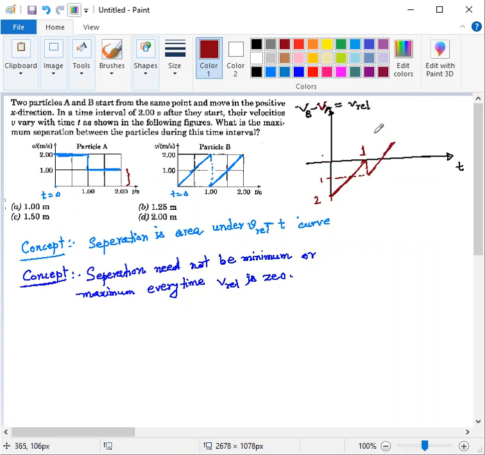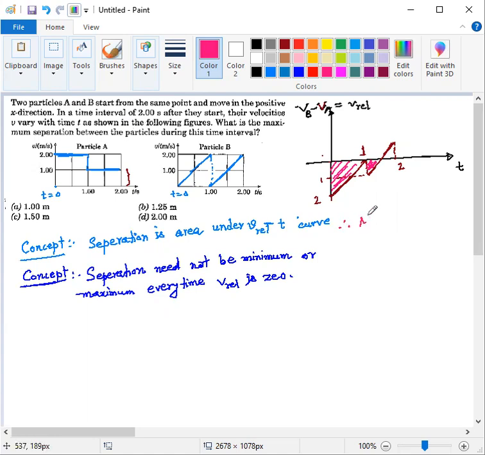So this is our complete graph, and this time indicates time 2. Now what do we have to find? We have to find the maximum separation between the particles during the time interval. The maximum separation is the area under the graph. As we see from our graph, this is the area of the graph, and if we find this area, that is the maximum separation.